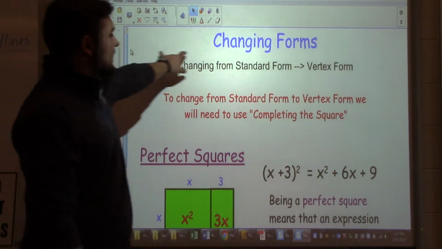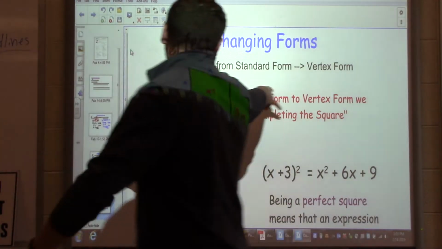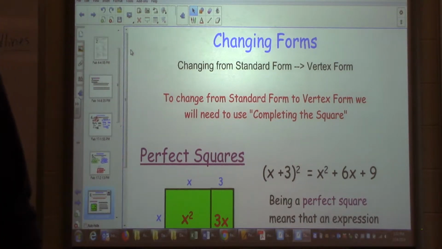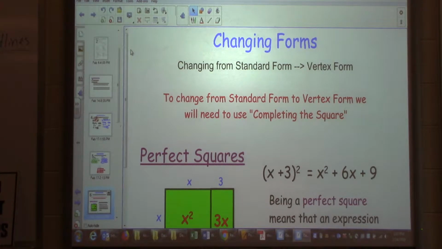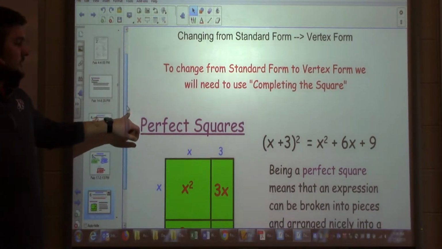Alright, guys, let's talk about the other way. The other way is a little bit more difficult, but honestly, once you get the hang of it, it's really not hard at all. Alright? So, to change from standard to vertex form, we will use completing the square. Have you guys ever done that before? No. Completing the square? Okay. So, hey, guys, up here.